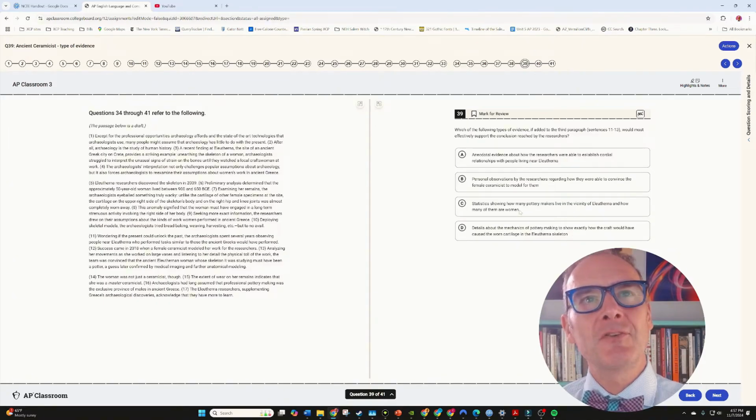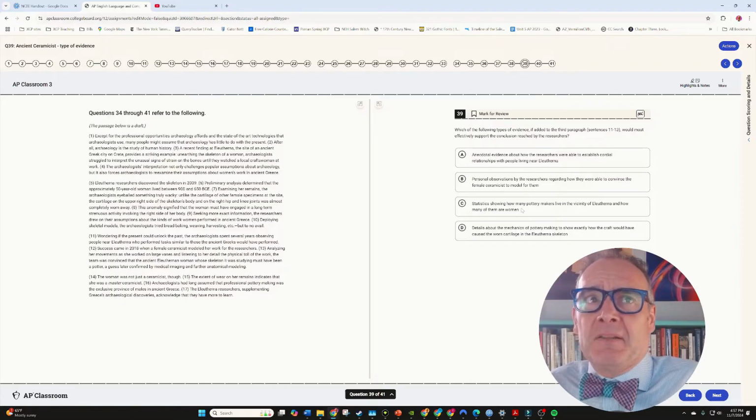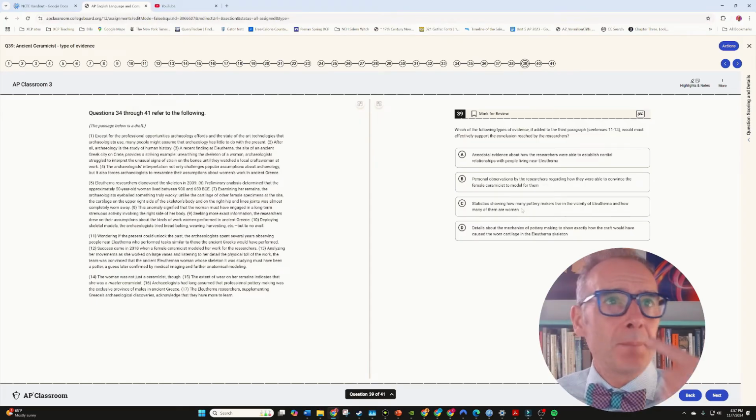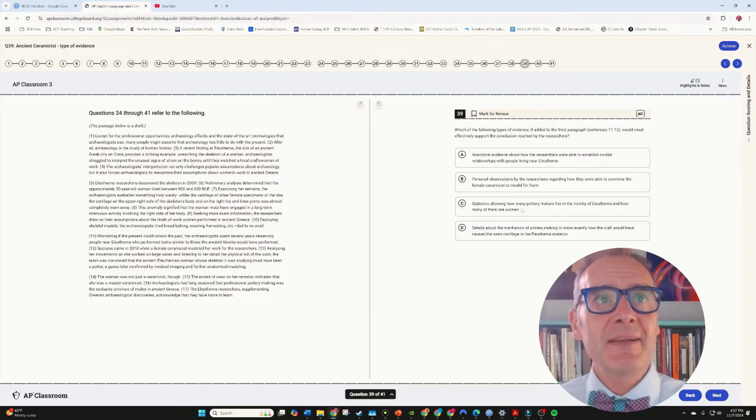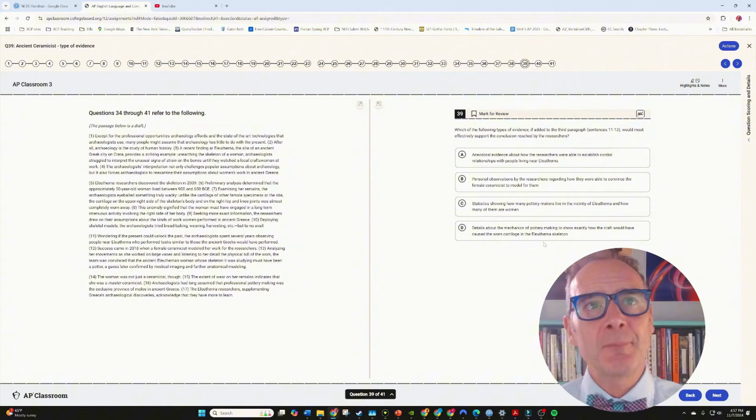C would just be about probability based on the frequency of pottery makers and the percentages of them being women. That would just be probability. It could just be a coincidence that it was a woman. But here the details about the mechanics of pottery making is what you would be looking for. Whew. All right. Wow. Let's see if we can do a couple more.